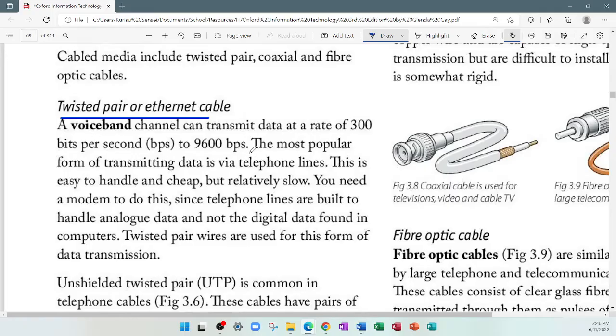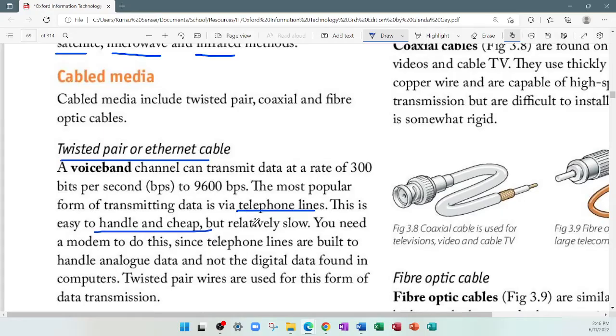The Ethernet cable is basically the most popular one that we use today. It is used by telephone lines. Why? Because it is cheaper to handle, it's cheaper to make use of. So we have different versions of the twisted pair.